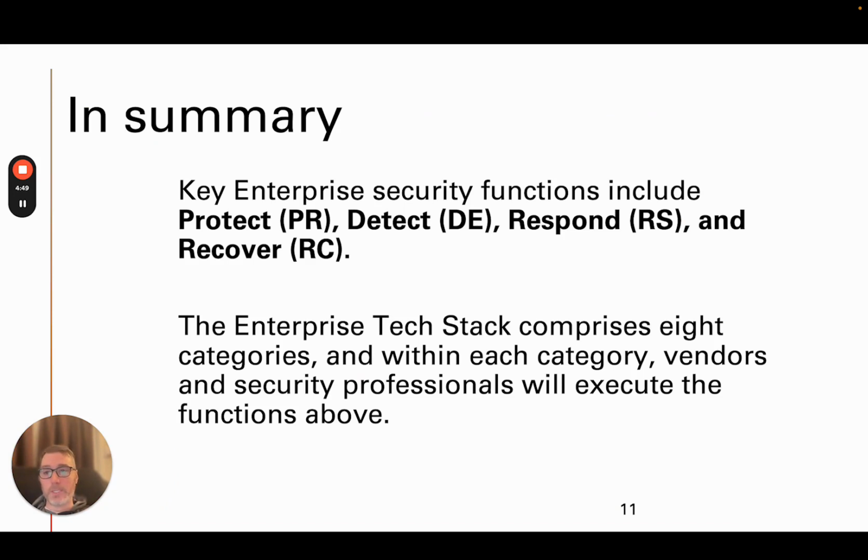So closing out, in summary, a technology stack by itself doesn't do anything. There's people, process, and technology. This is mainly about technology, but for the people and process, you've got protect, detect, respond, and recover from the NIST cybersecurity framework. Essentially, the enterprise tech stack comprises 8 categories, and with each category, vendors and security professionals will execute the functions listed above in the cybersecurity framework.